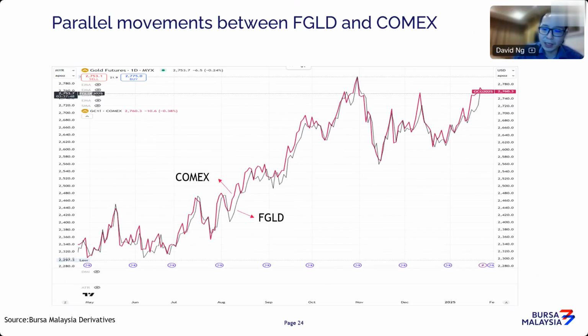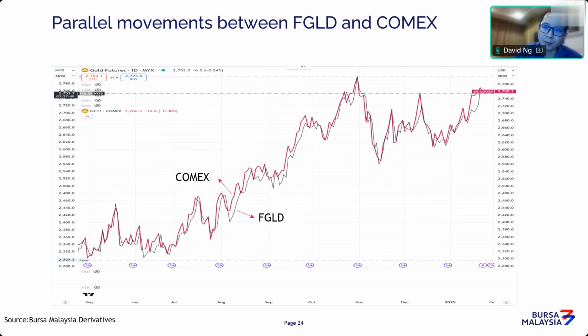Now, so I discussed the key factors that drive the gold market. Now I just want to bring attention to comparing our local gold contract, which is the FGLD, against the COMEX prices. So you can see there's quite a close link. It's not a clear way to arbitrage between both markets, because clearly both contracts are slightly different. There's still a slight difference to the contract, but in terms of dollar to dollar comparison, it's actually quite close.